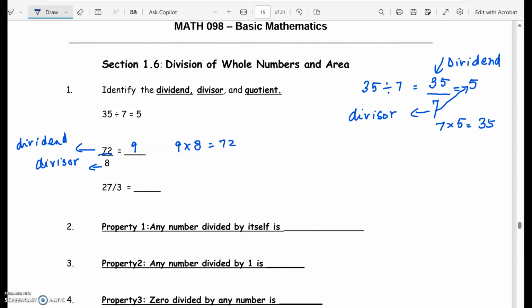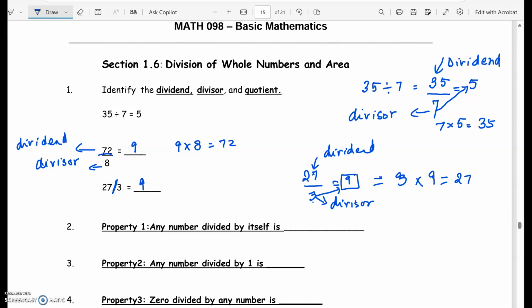27 divided by 3. So this forward slash also stands for division, but in math, it is better to have a clear-cut numerator and a denominator. 3 goes 9 times into 27. 3 is the divisor, 27 is the dividend. What you're dividing by is the divisor. And the quotient is your answer, which is the same as saying 3 times 9 is 27.